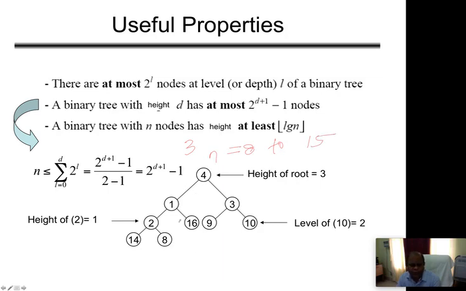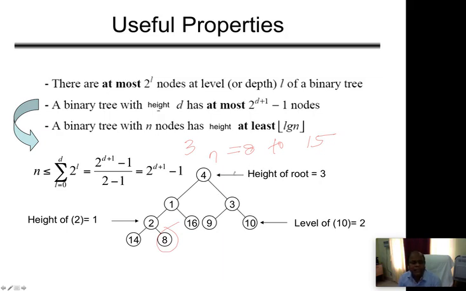If we are erasing this node, then this also will be a binary tree having at most 2 to the D plus 1 minus 1 nodes. That means 8 to 15.